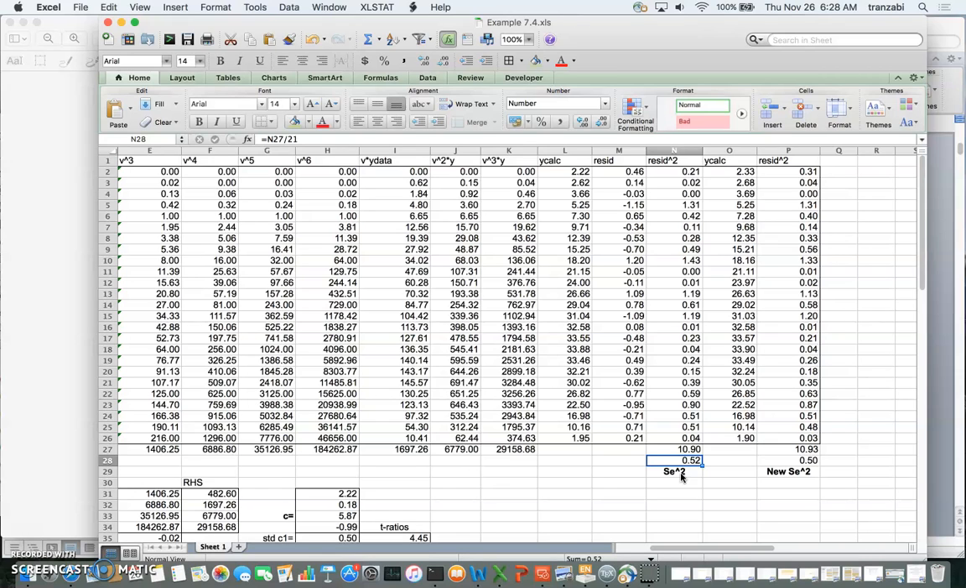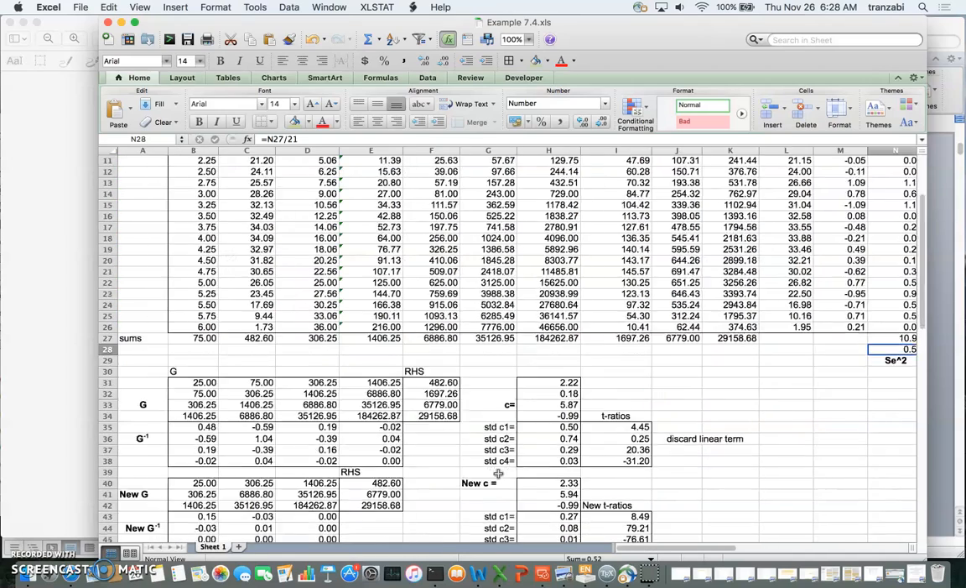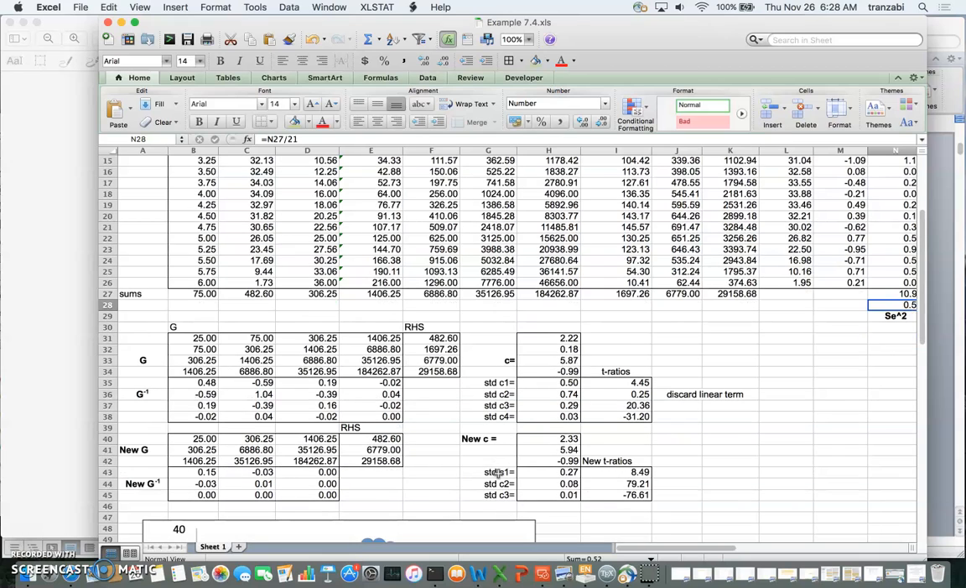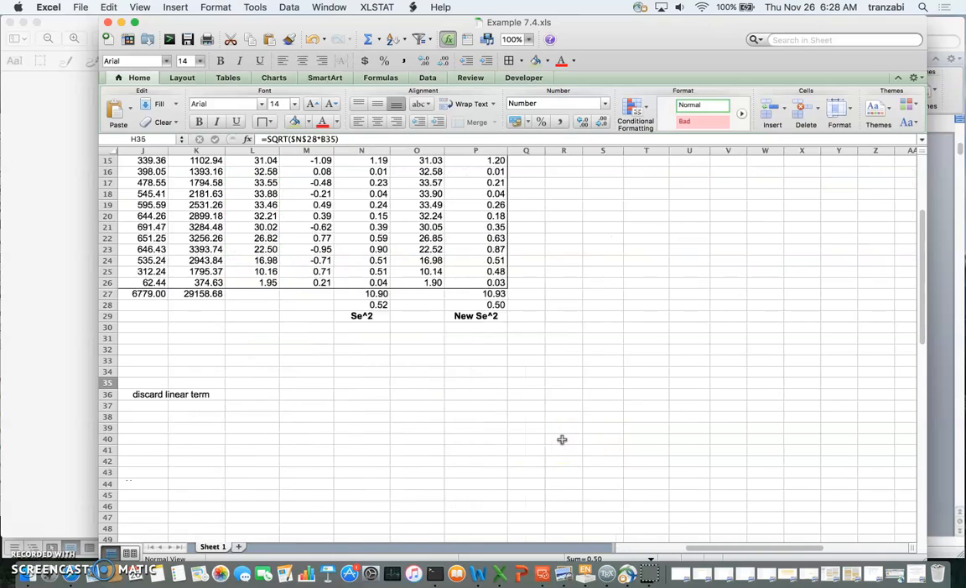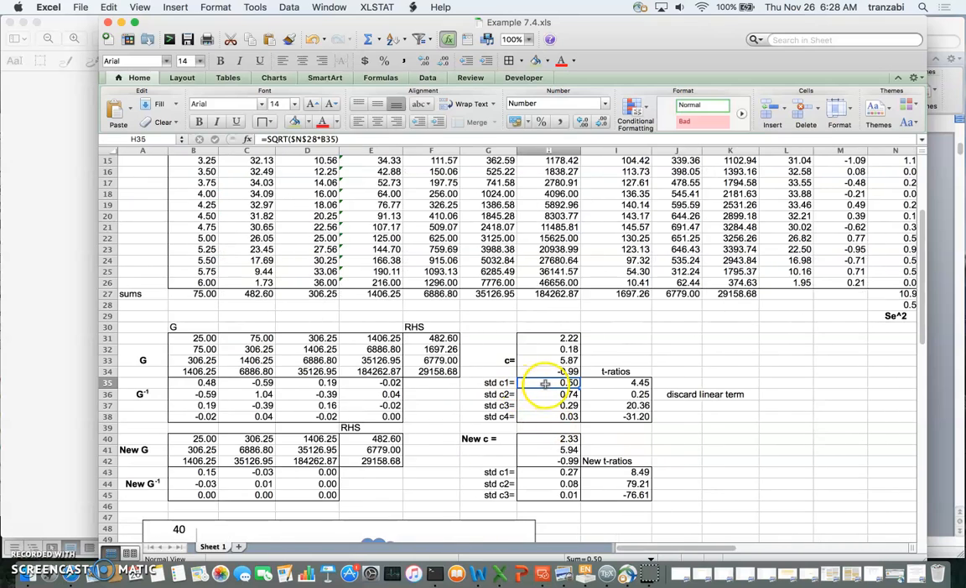And then SE squared times the G inverse gives me the S matrix. For the S matrix, we only keep the diagonals. So these are the diagonals of the S matrix, the standard deviations for C1, C2, C3, C4. Okay, and now we can get the t-ratios. T-ratio is going to be the coefficient divided by the corresponding standard deviation. So we get the t-ratios for all 4 coefficients.